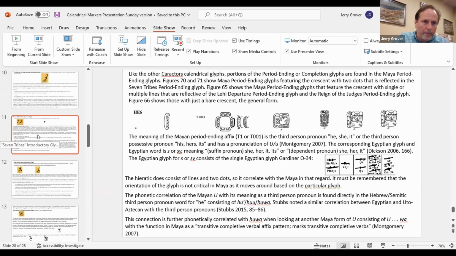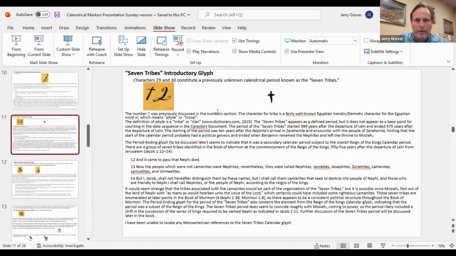Yeah, one we kind of skipped, I'll go to it because I think we have enough time, is I didn't really talk about the 7 tribes glyph, but you have the 7 there. This is a glyph for tribe in the Egyptian. It's fairly well known. It means file or troop or tribe. And then, okay, I talked about the period ending glyph.